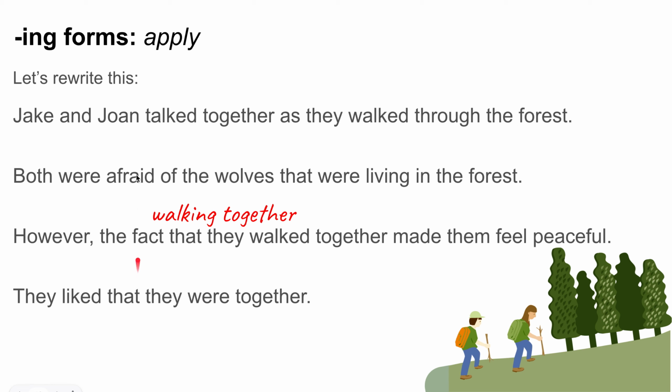Okay, let's simplify it. Jake and Joanne talked together as they walked through the forest. Well, as they walked through the forest tells me that these two actions are occurring. Talking and the walking occurs at the same time. So I can delete as. They is Jake and Joanne, so I can delete my repeated subject, and walked can be changed into the present participle, walking. So, okay, let's move forward.